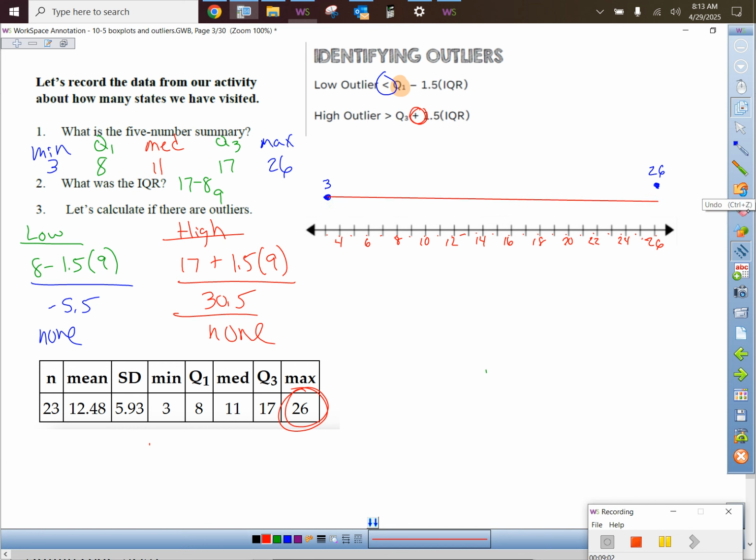So I'm going to erase. I put that dot too high, but I want to make the graph pretty. So there's my 26. Cool. Then let's go put our first quartile of 8 on here. Bada boom. And our median is 11. And our third quartile is 17.